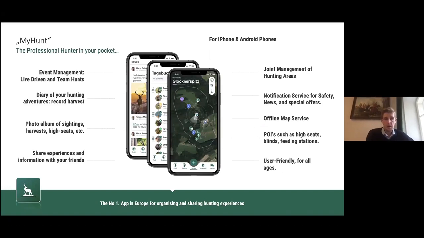We are a private company based in Munich, founded in 2018 by Lorenz Frey-Hilty and Marcus Ortmann. We are an app which basically aims to digitalize all the organization of the hunt before, during, and after. This includes event management, live and driven hunts, diary of hunting, recording your harvest, recording sightings, recording every possible amount of information, and to be able to share these experiences among users and among hunters.